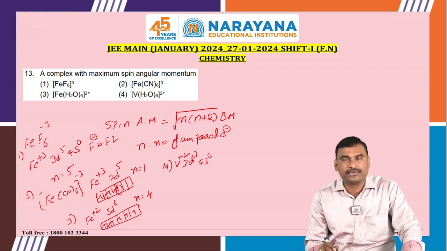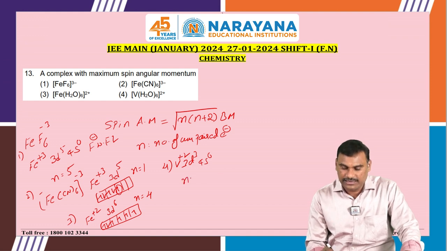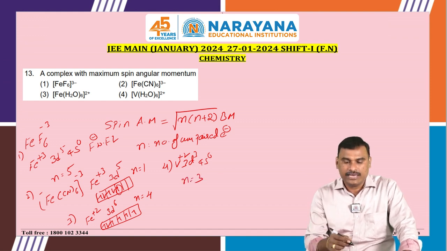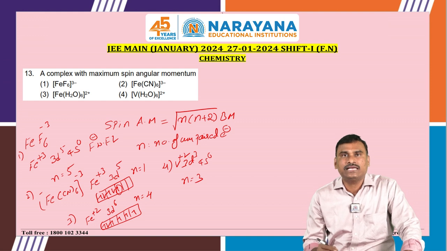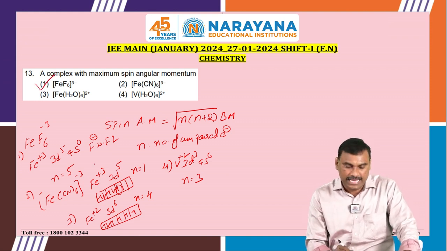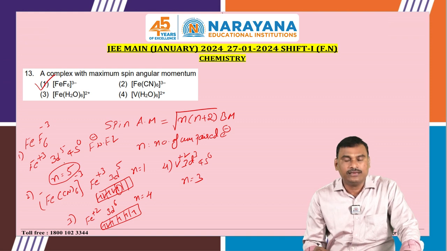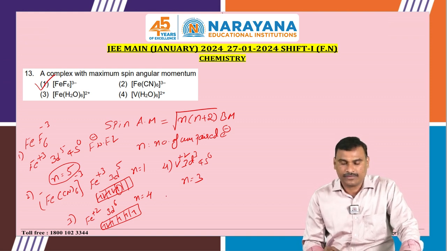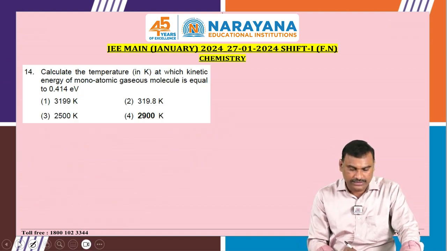Therefore 3 unpaired electrons, since water is a weak field ligand where n is equal to 3. So among the given options, which has the maximum number of unpaired electrons in the given complexes with central atom? The first one, [FeF6]3-. It has 5 unpaired electrons. Therefore the answer should be 1. Now let us go for the next question, student.